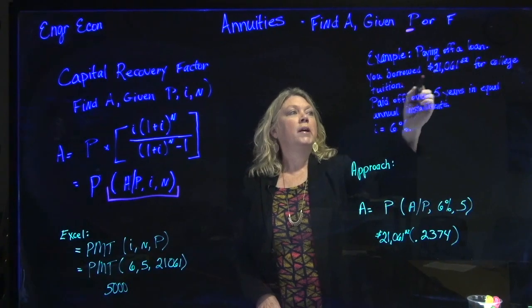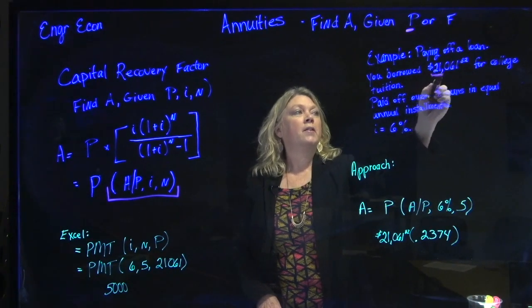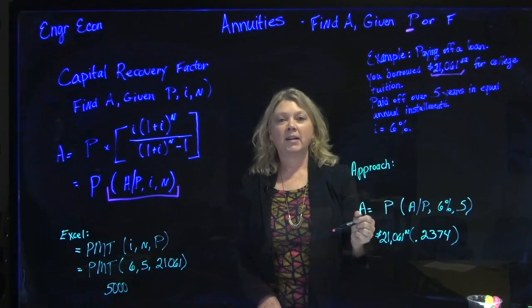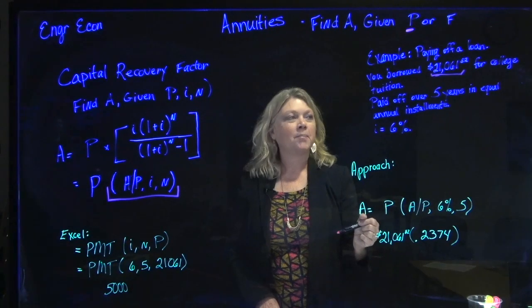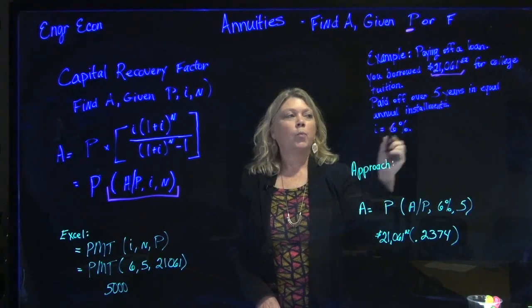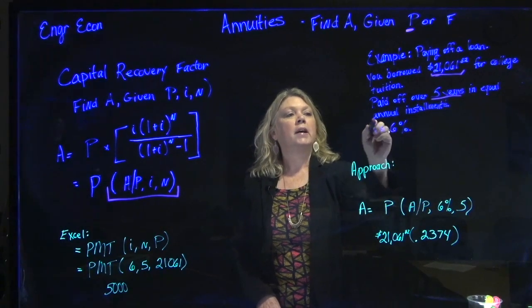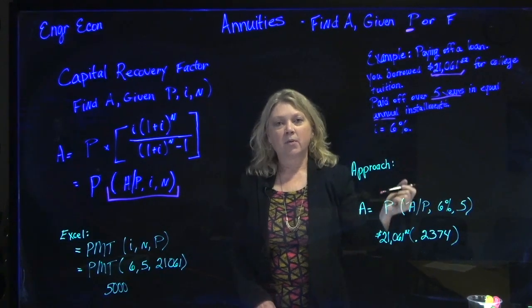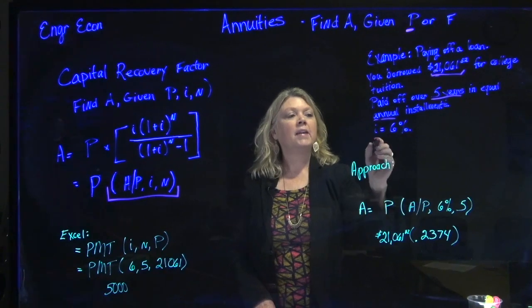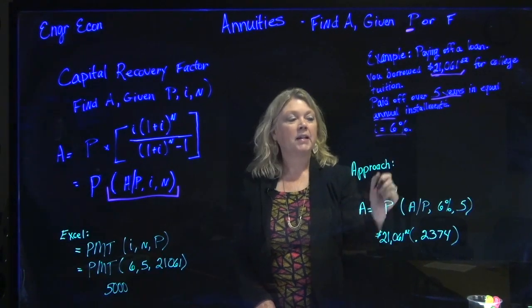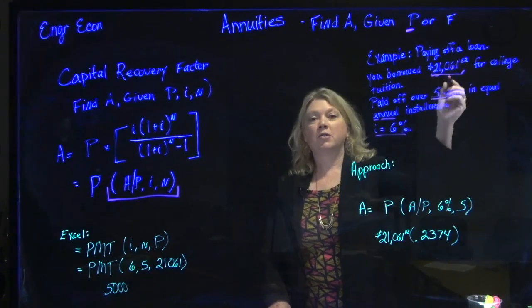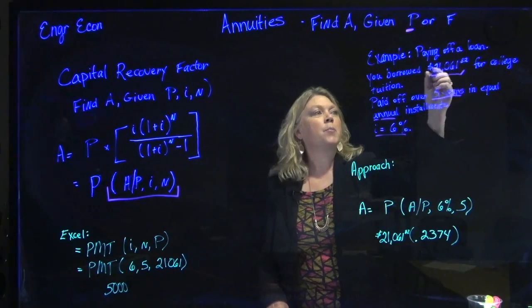Here we have borrowed $21,061.82 for college tuition. And the payoff plan is to pay it off over 5 years in equal annual installments. We'll just start with annual. And the annual interest rate is 6%. So the approach first is to recognize what factors you're given in the problem.